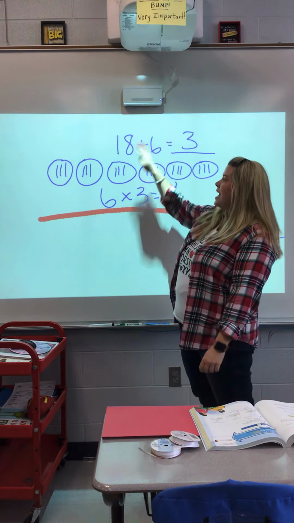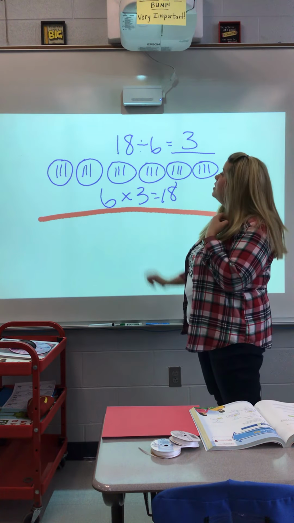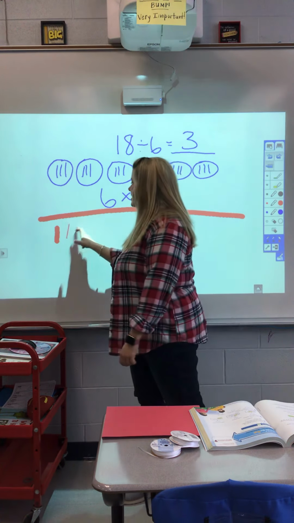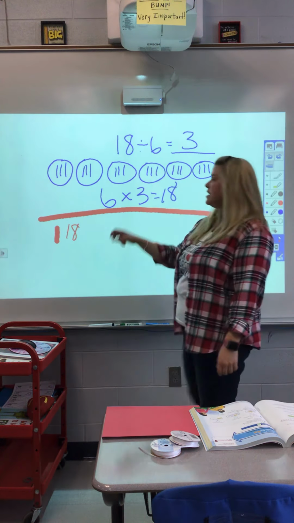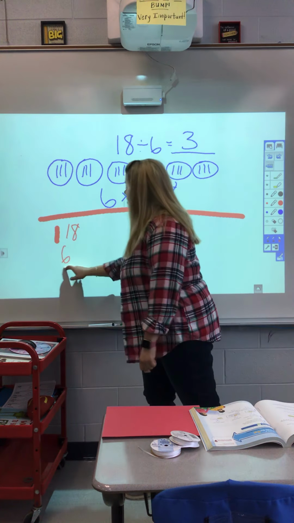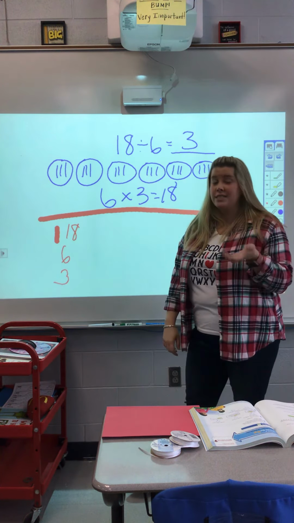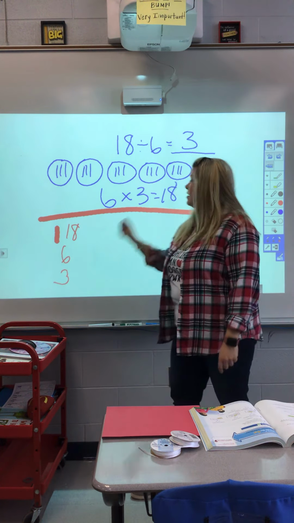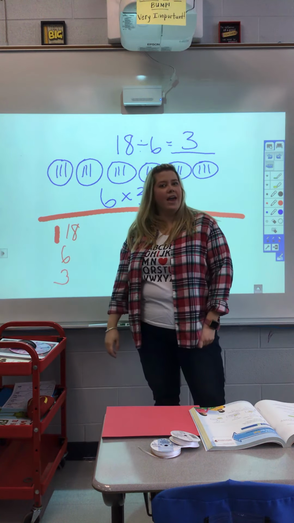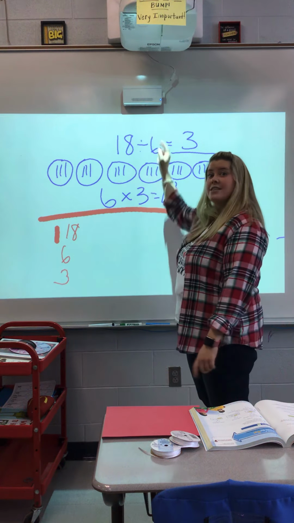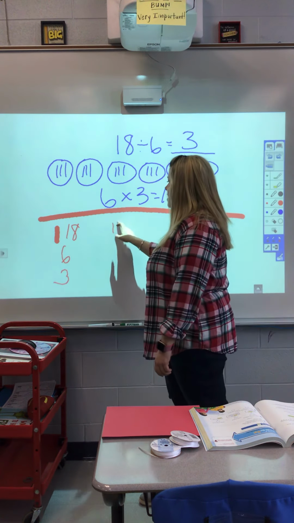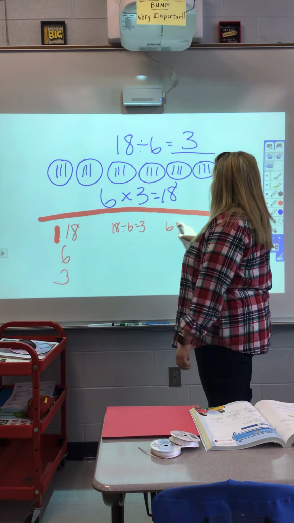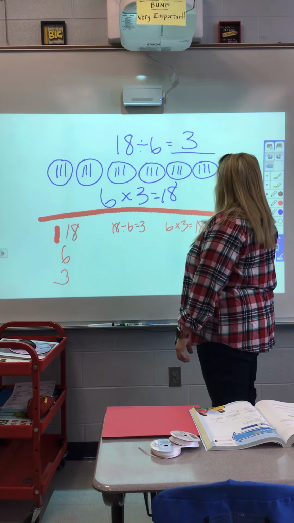What 3 numbers did I use in both of these sentences? Well, I have 18. I have 6. And I have 3. Let's check. Do I have those same numbers in my multiplication sentence? 6, 3, 18. Okay, well, here's two facts that I know I can make using those numbers. 18 divided by 6 equals 3, and 6 times 3 equals 18.